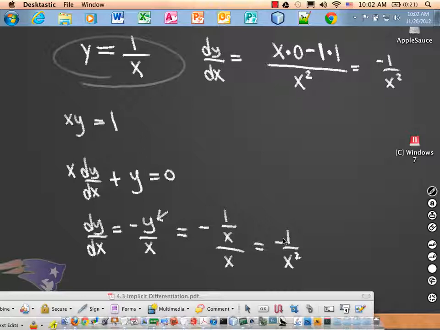So the implicit derivative and the regular derivative, they're all the same, folks. The only thing that's different is, can you substitute explicitly? A lot of times you can't. So you just kind of leave it. Okay?